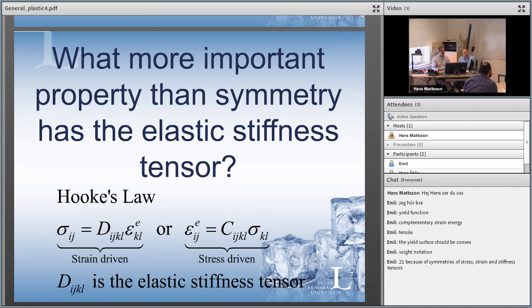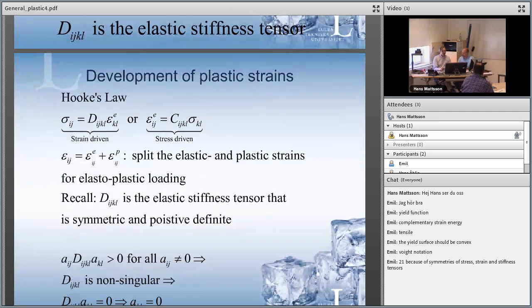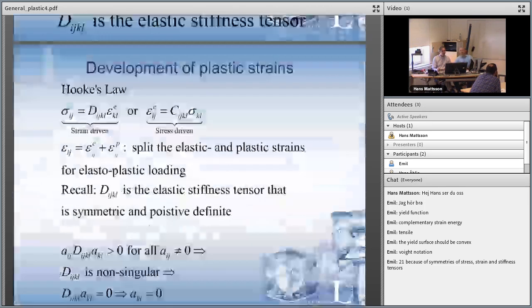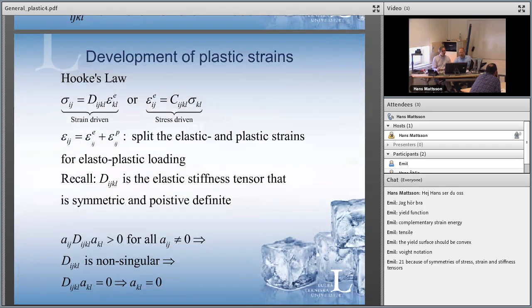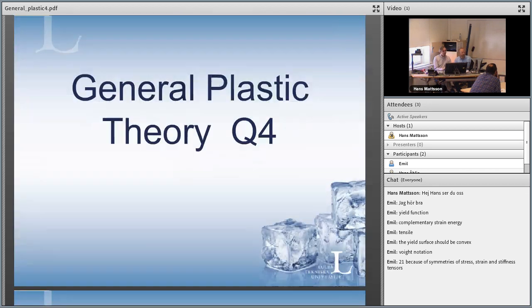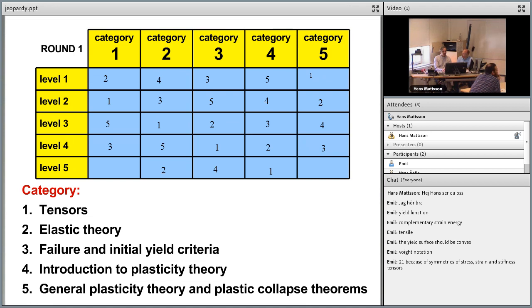In what way do you mean? Is that your answer? It's not really correct, actually. So it should have a positive definite. So it's non-singular. Singularity is the answer on that one. Okay. Now, the questions are getting a little bit tougher.